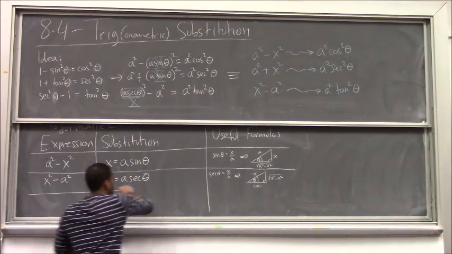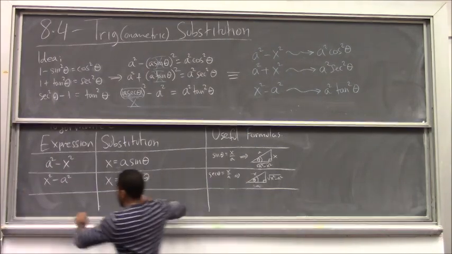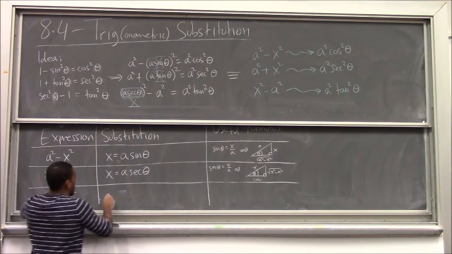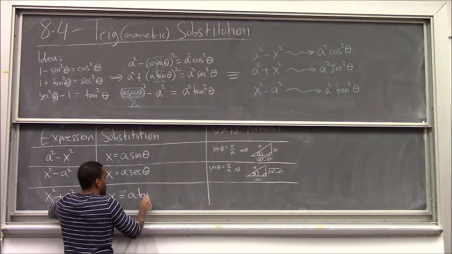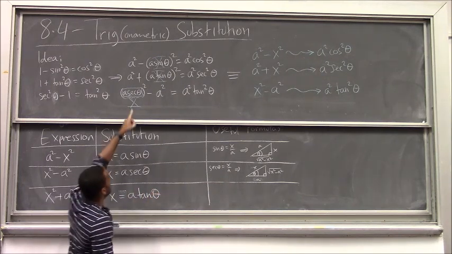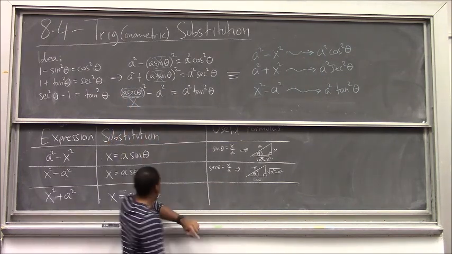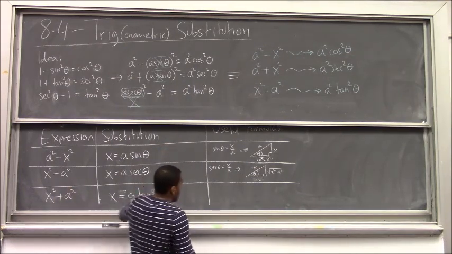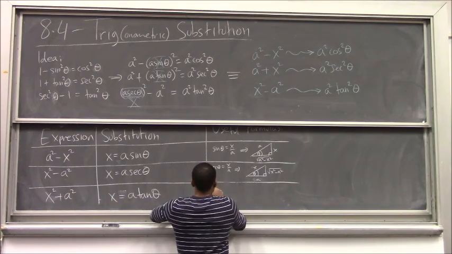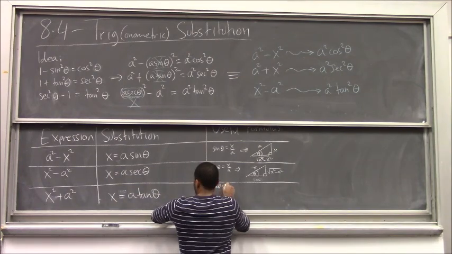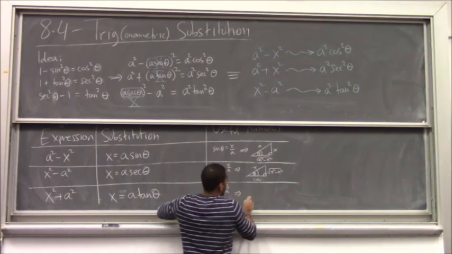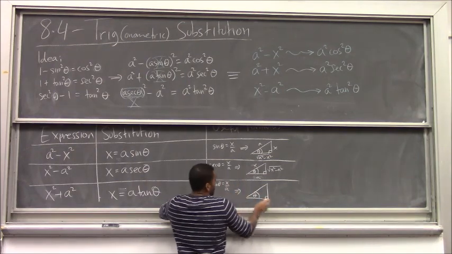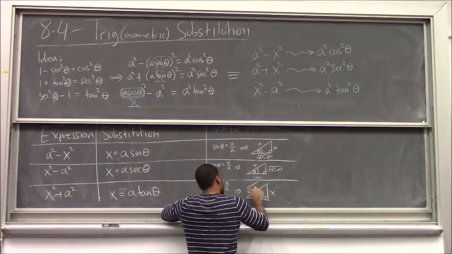A third scenario that will often show up is the sum of the squares, x squared plus a squared. In this situation, x equals a tangent theta seems very natural because it would remind you of the second line over here. That will transform this into one term, namely a squared secant squared. And of course here we have that tangent theta is equal to x over a. So this triangle becomes useful down the road. Opposite over adjacent, so the hypotenuse is going to be the radical of x squared plus a squared.